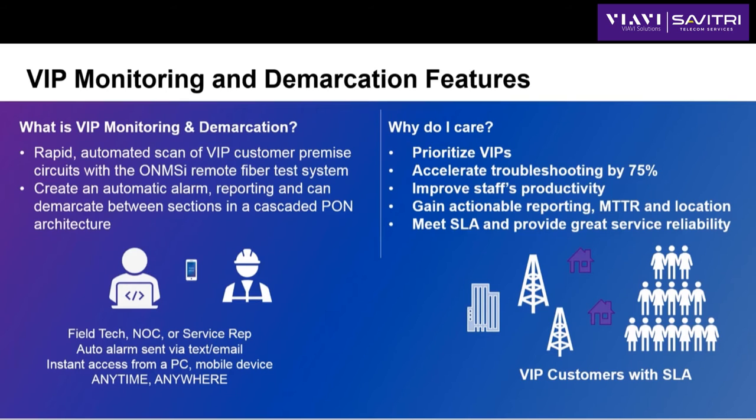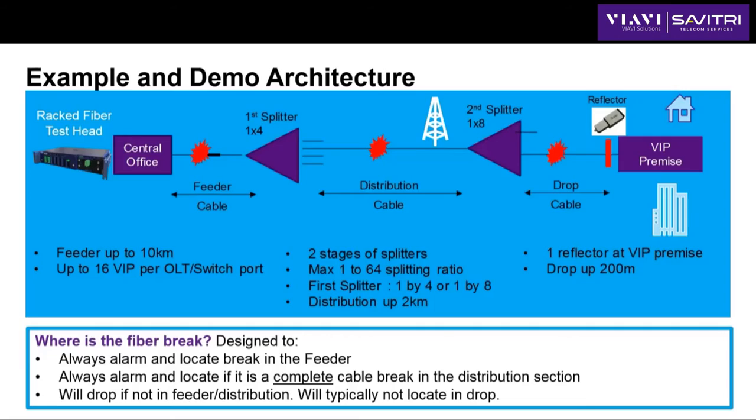where it's absolutely critical that they're up and running all the time. We want to accelerate the troubleshooting process by 75% and improve productivity of our staff, get actionable reporting, and be able to track what our mean time to resolution is and what locations in the network are getting damaged or broken. And then we want to meet the SLAs that we have with those VIP customers so that we can provide them with great uptime, really good service reliability, and give them reporting on it.